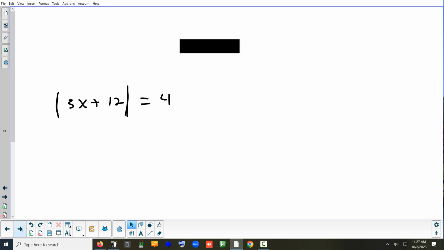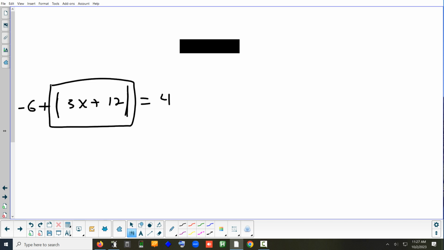Now, this one was good because the absolute value bars were by themselves. But if you had this, let's say -6 plus, now you have that absolute value. That's not ready to solve. When you want to solve an absolute value problem, this has to be alone on one side. You can't have anything else outside the bars. So this -6 would have to move to the other side. How would you get rid of this -6? Add it. You would add it, and then you'd have absolute value of 3x plus 12 equals 10. I'm not going to go through and solve that one.